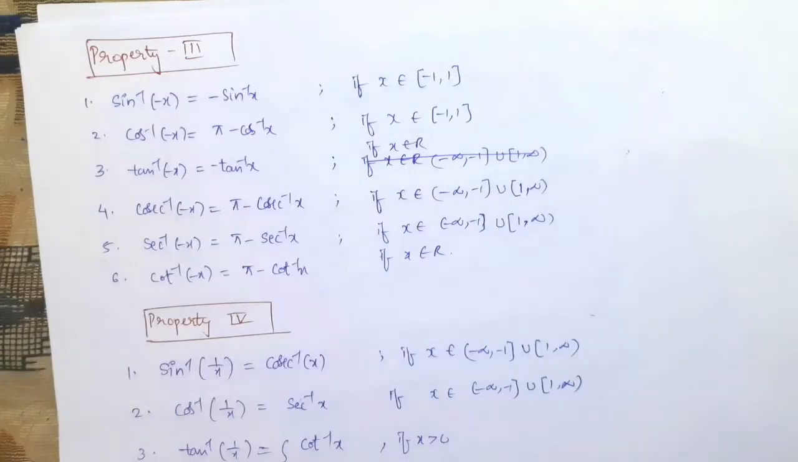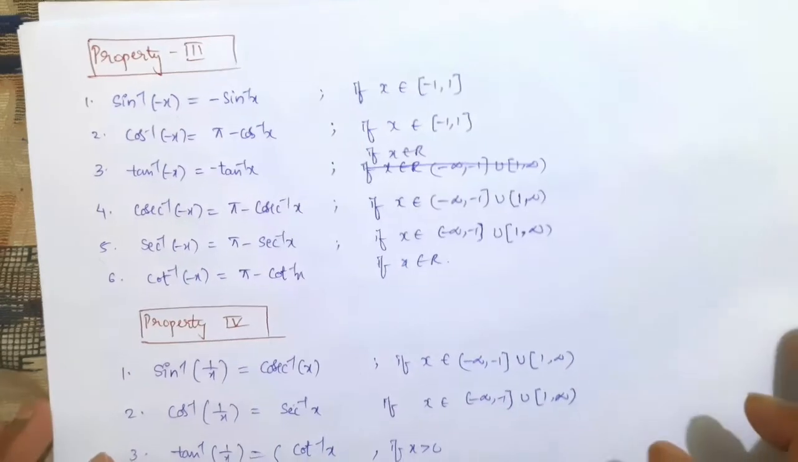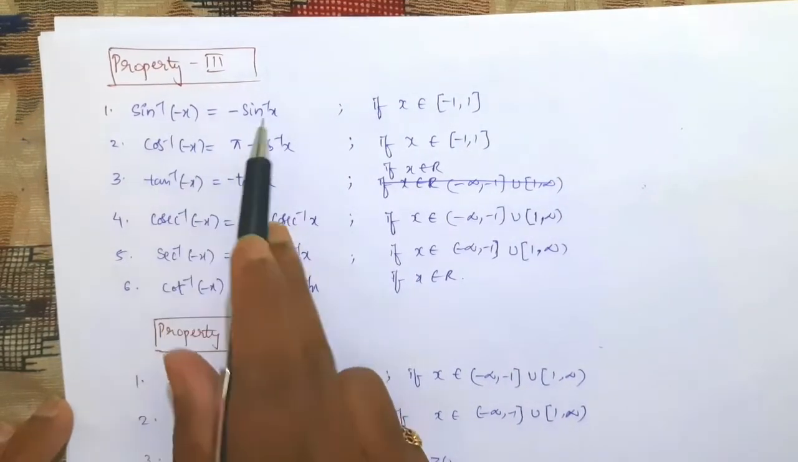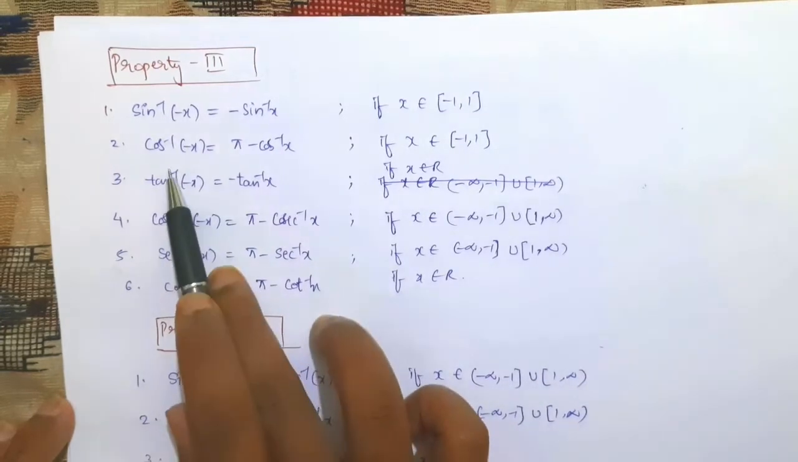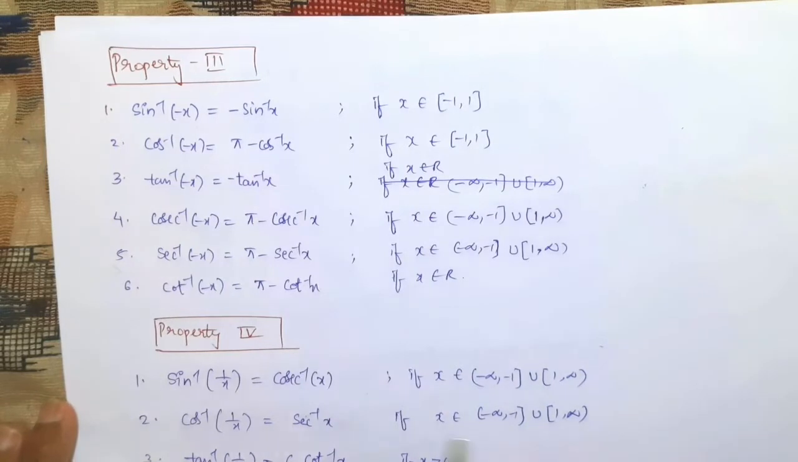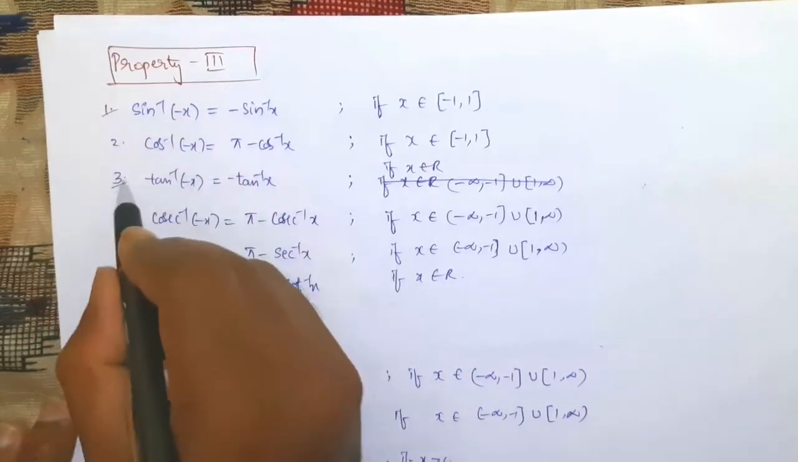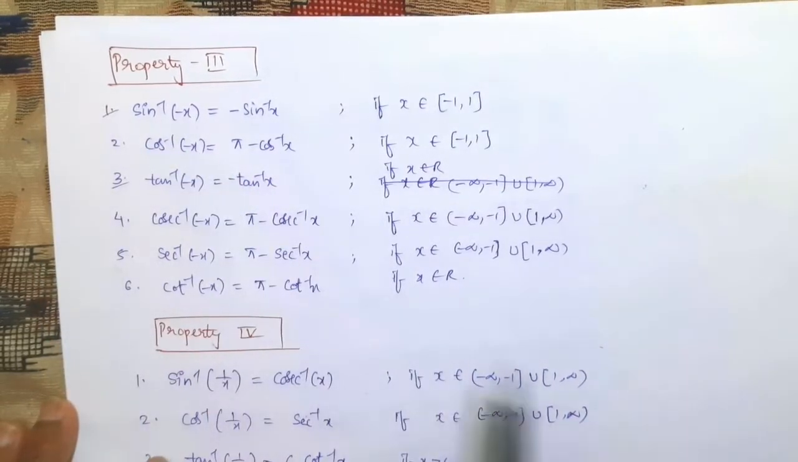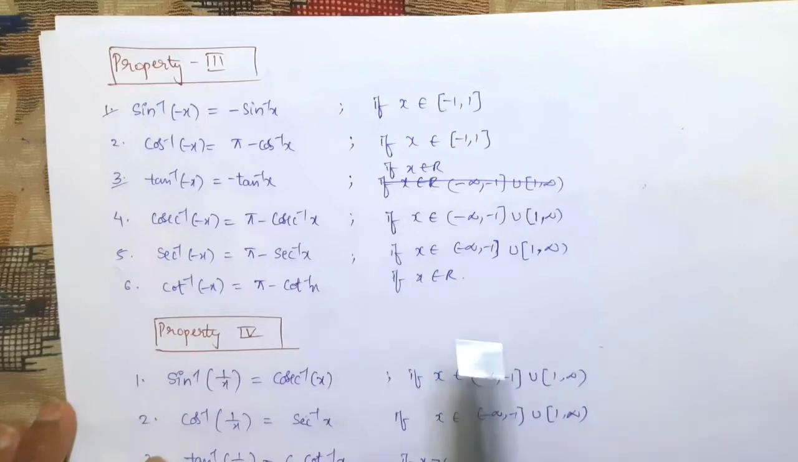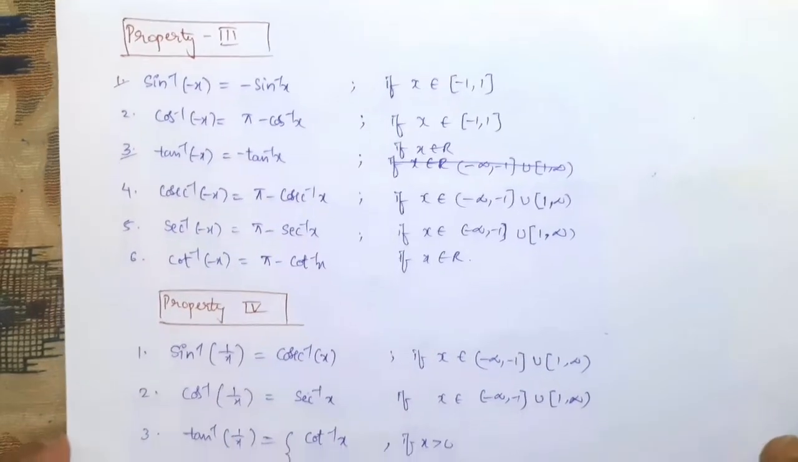Next, property number 3. See, this is very important. Sine inverse of minus x is minus sine inverse x. Cos inverse of minus x is pi minus cos inverse x. Remember, for sine and tan you will get minus of tan inverse x and minus of sine inverse x. For the remaining, you will get pi minus cos inverse x. Remember, this is very useful for multiple choice questions.